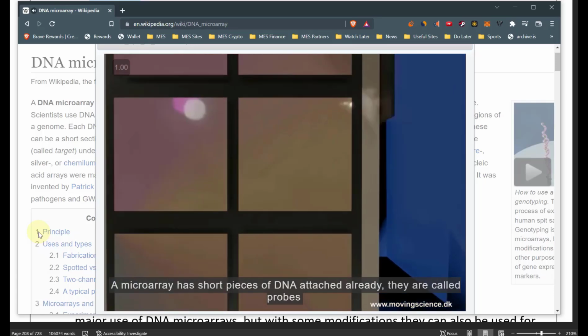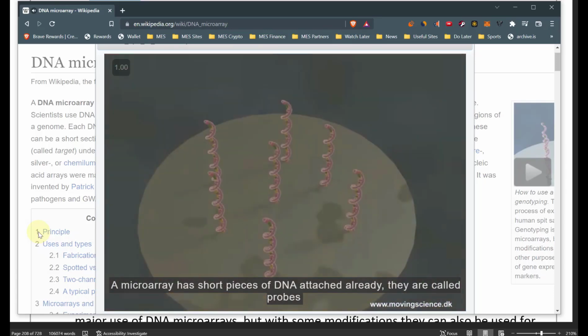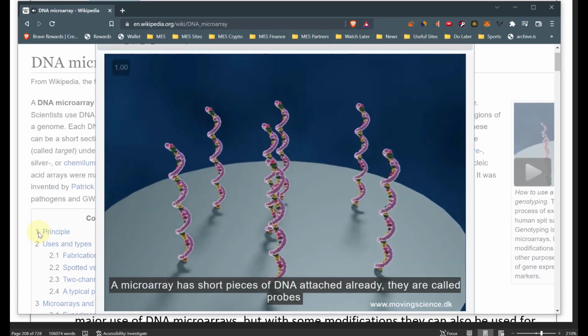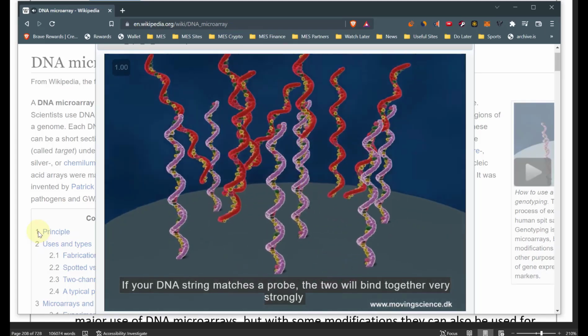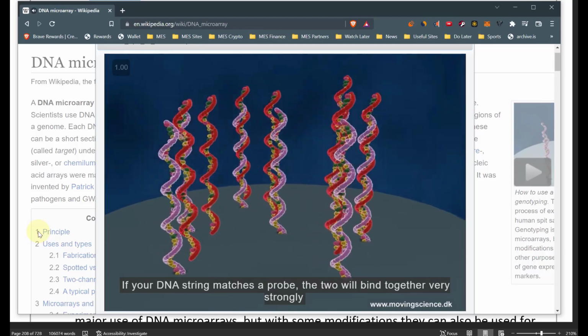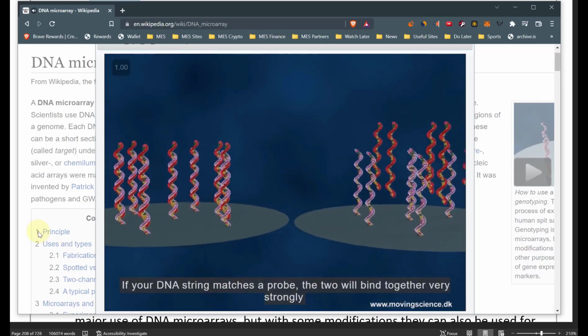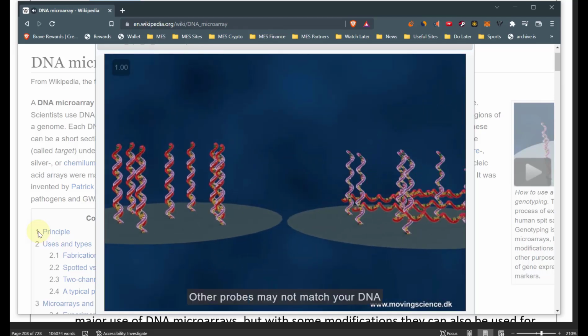A microarray has short pieces of DNA attached to it already. They're called probes. If your DNA string matches a probe, the two will bind together very strongly. Other probes may not match your DNA.